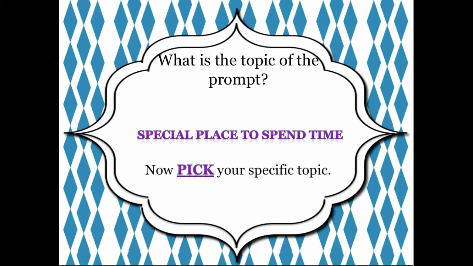So now you've got to pick your specific topic. You have to pick the specific place you like to spend time. It has to be one place, okay? Don't pick a person you like to spend time with. That is not what the prompt is asking. The prompt is asking about a place, a location that you like to spend time in. Now, you want to make sure that you're picking something that you can think of a lot of things to support.